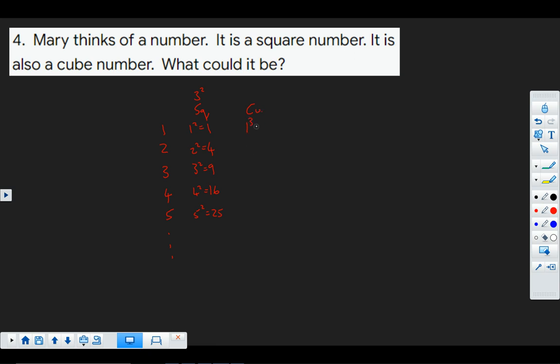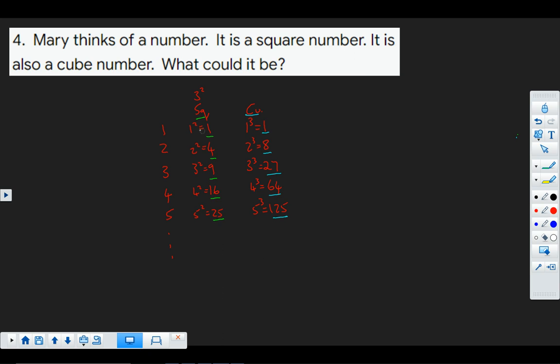Now, what does it mean by cube numbers? This is when we multiply 3 times. So 1 times 1 times 1 is 1. 2 times 2 times 2 is 8. 3 times 3 times 3, 27. 4 times 4 times 4, 64. And so on. So it is these numbers here that are my square numbers, and these numbers here that represent my cube numbers.